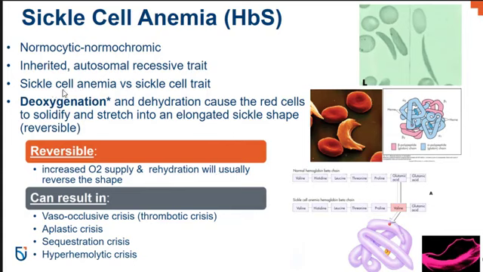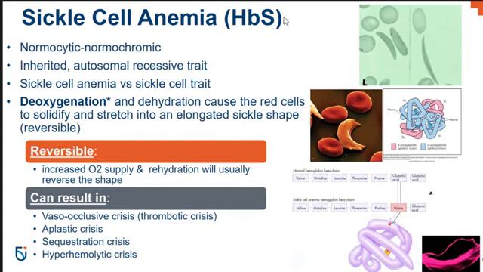Somebody can inherit it from both parents and become affected and have sickle cell anemia, and then others can be carriers. Carriers are rarely themselves affected, but they can pass it on to their offspring. So it's important to know if you're a carrier, because if the person you choose to create a baby with is also a carrier, then your offspring could end up with sickle cell anemia.